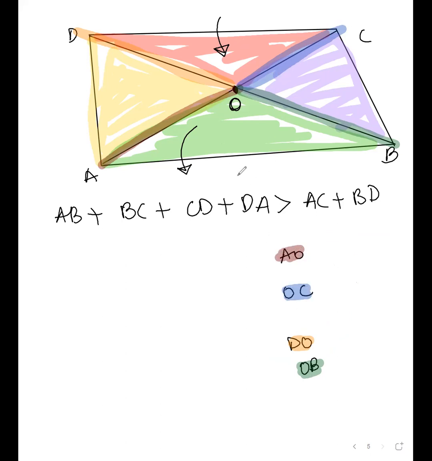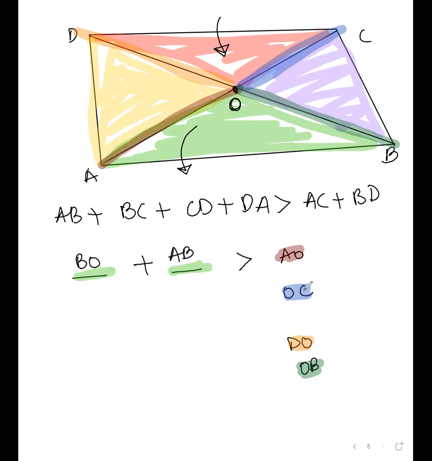Okay, Hiba. So for AO, we are going to look at triangle AOB, the green triangle. Just focus on the green triangle. Which two sides are greater than AO? Which side plus which side is greater than AO in the green triangle? BO plus AB. Very good, Hiba. MashaAllah. Very good.